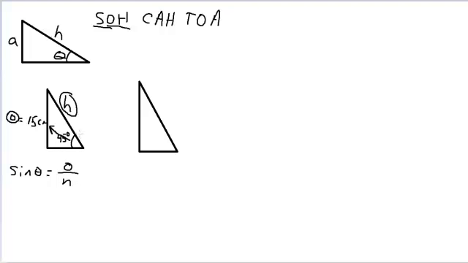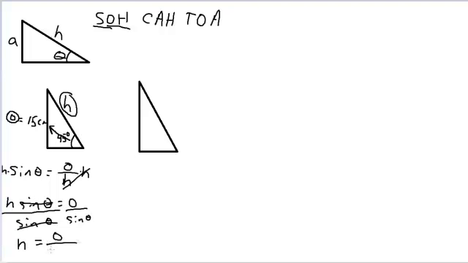We want to find the hypotenuse, so I have to solve this equation for H. To do so, first multiply both sides by H. The H's cancel. I have H sine of the angle equals the opposite side. Now divide both sides by the sine of the angle. And we find out that the hypotenuse, the length of it, is the opposite over the sine of the angle.